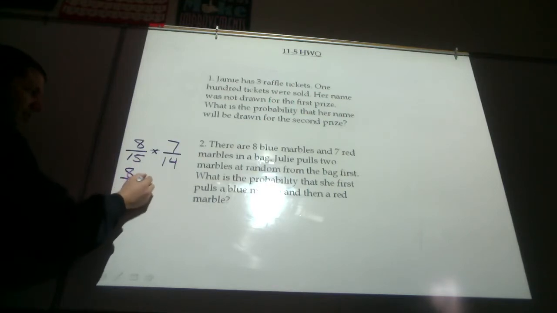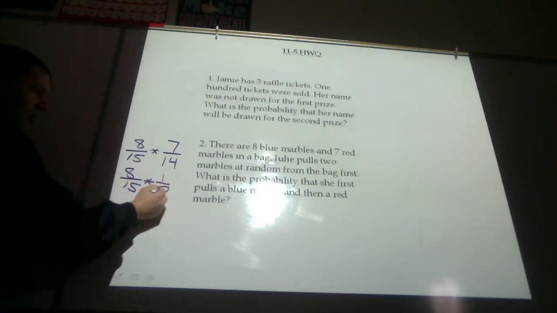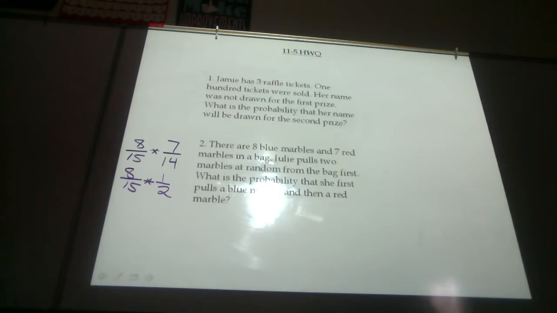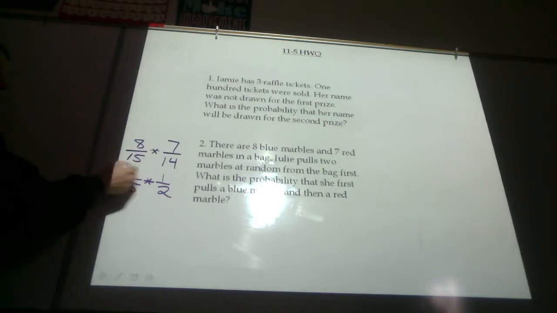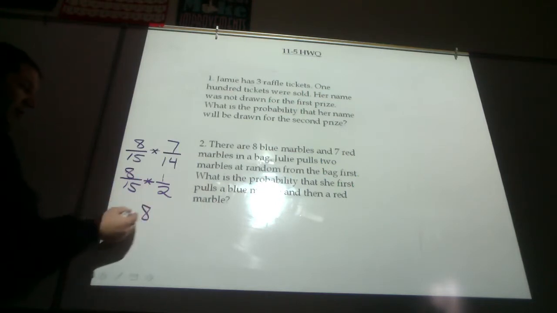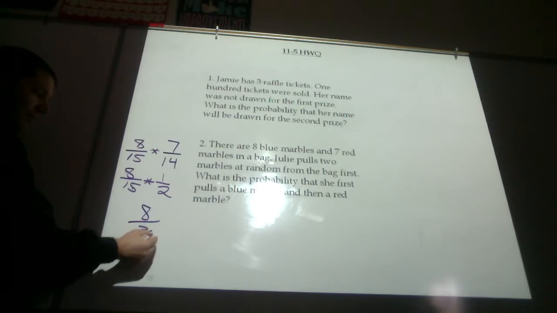And I'm going to make this 1/2. Isn't 7/14 the same thing as 1/2? Now, I can either multiply first and then simplify, or I could simplify and then multiply. I get the same answer either way. Because if I go 8 times 1, I'm going to have 8. And 15 times 2 is 30.